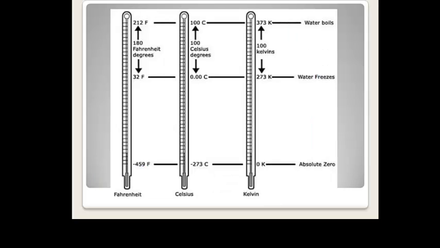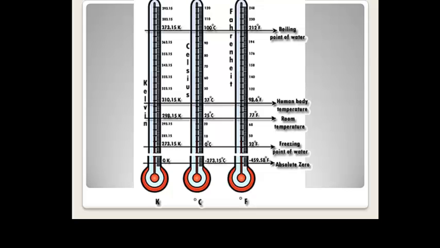Here you can see a comparison of the boiling point, freezing point, and absolute zero on the 3 different temperature scales. And here are some everyday temperatures that we might be familiar with. The human body temperature in Fahrenheit is 98.6 degrees. What is it in Celsius? How about Kelvin for body temperature?